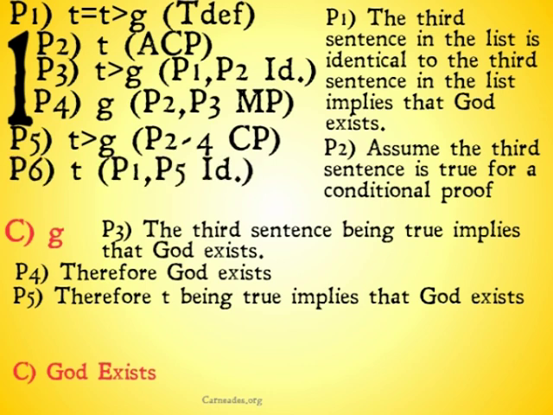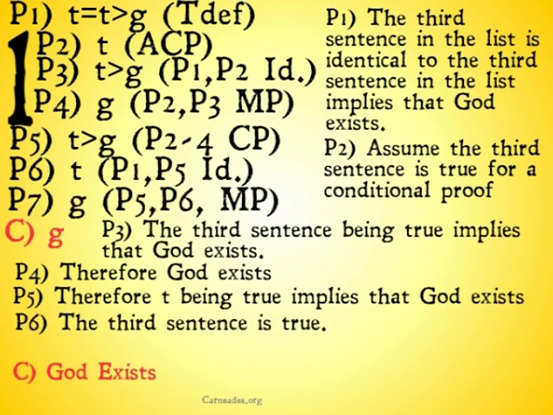Then we can get T from 1, 5 identity. Once again, we can just replace something that's identical with it. So something that's identical to T implies G is just T. That's just the third sentence is true. And therefore, from 5, 6 modus ponens, we get that God exists.